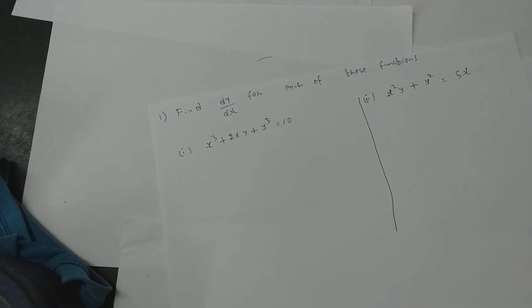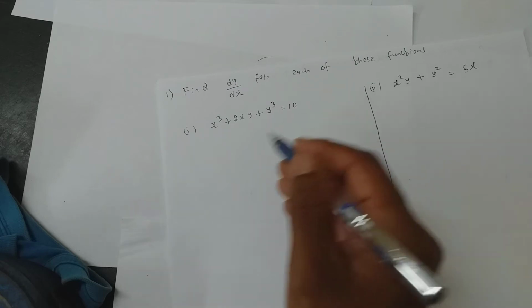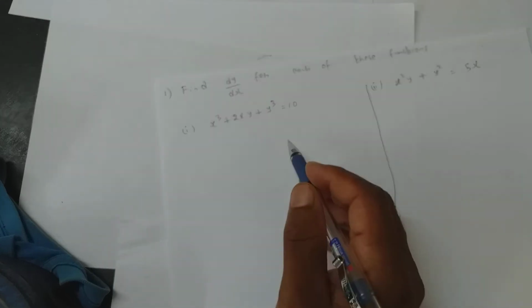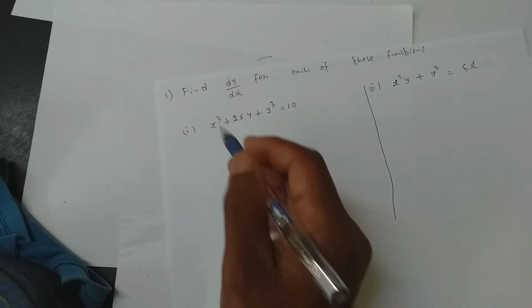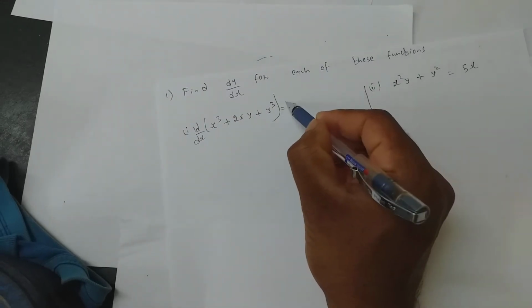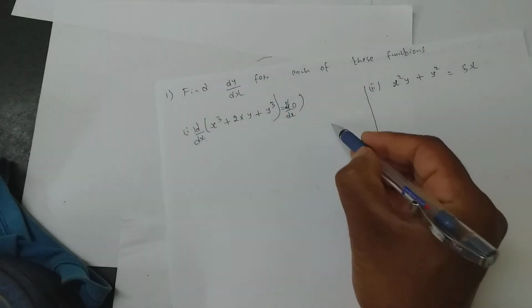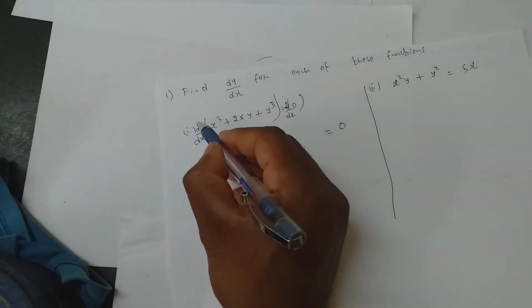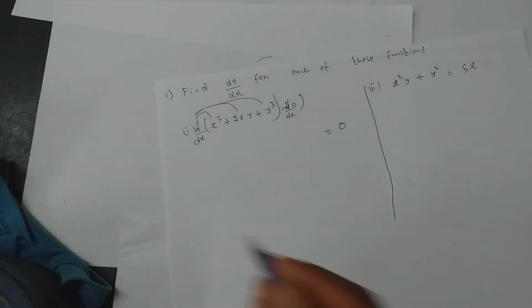So let us look at this sum now. Find dy by dx for each of these functions. This is the first one. I want dy by dx. Directly y is not the subject for me to get dy by dx, so to get dy by dx, I need to apply d by dx on both sides. Clear? On this side d by dx of 10 is 0, so we leave it. Now this gets applied to each term. Fair enough. So let's apply.